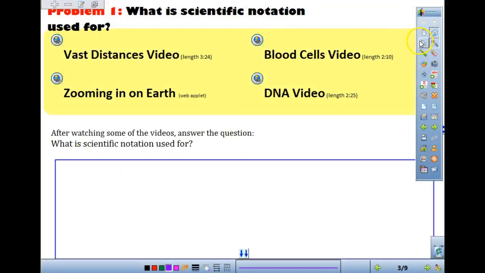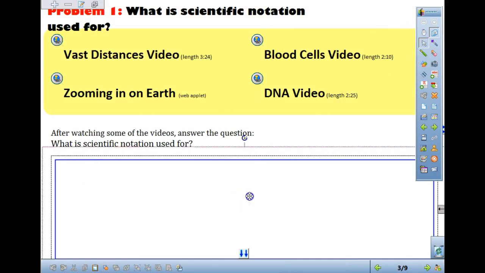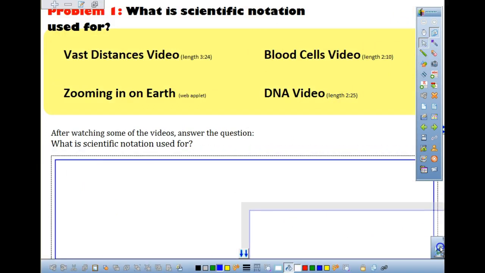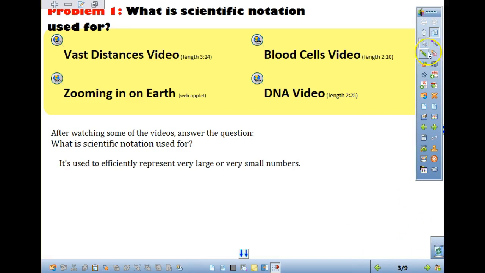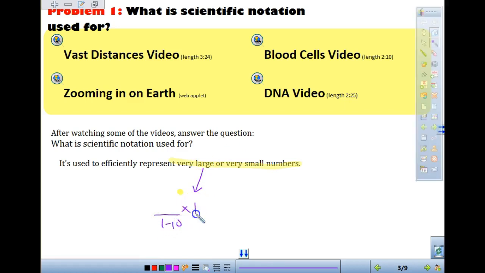So the key thing that we want to look at, anytime we're looking at scientific notation, is why do we use it? We're pretty much using it for this one purpose, to represent really large and really small numbers. So very large and very small numbers. Whenever we have a large number, that's when we're going to have our number from 1 to 10 times 10, and it's always going to be a positive power, right, if it's a large number.